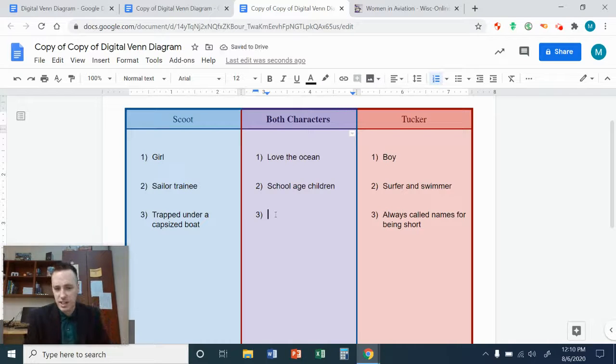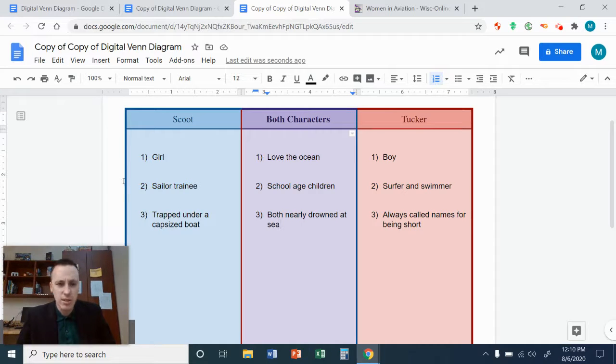Now, a third one. Let's think. We know Scoot was trapped in the old Sea Dog while it was slowly sinking. She was running out of air. Remember toward the end when Tucker tried to rescue Mr. Nibbles? It was a storm at sea and he fell off the surfboard. So they both nearly drowned at sea. Very nearly happened to both of them. They both got in some trouble and some danger.